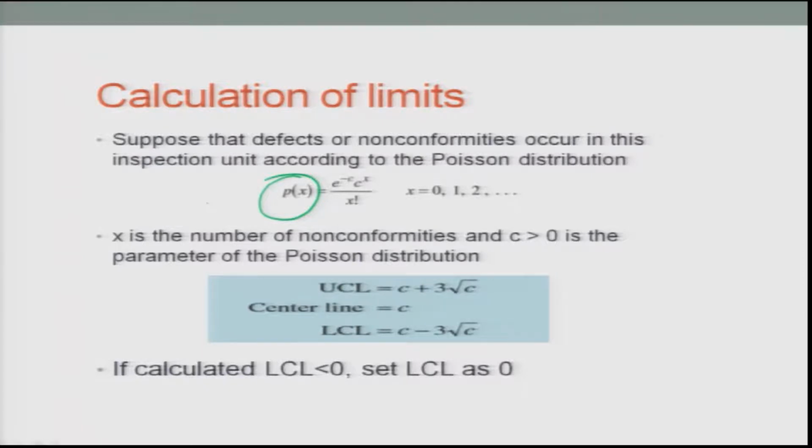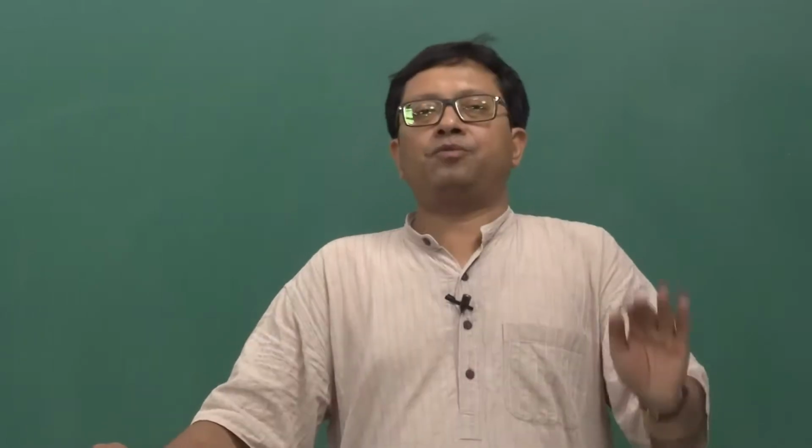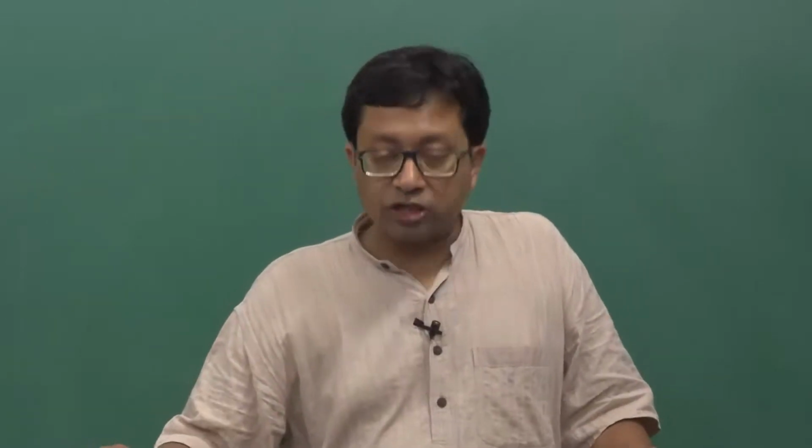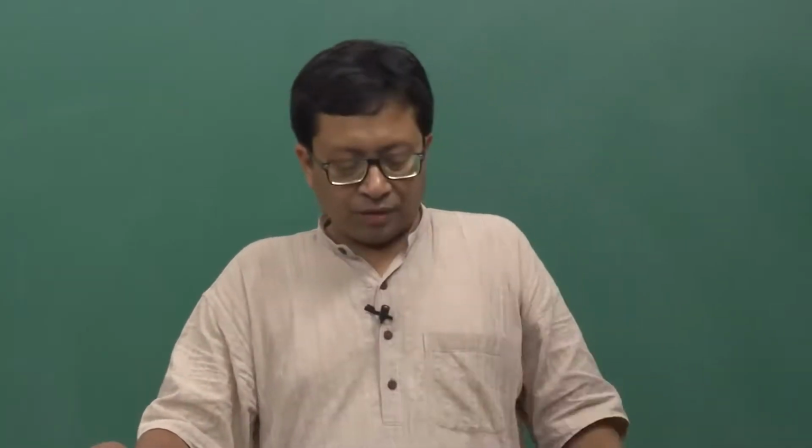Now, if I want to find the number of non-conformities, considering the fact that c is greater than 0, then obviously there would be a central line, an upper control limit, and a lower control limit. For the Poisson distribution, one should know the mean and the variance, and based on that we do the calculation.